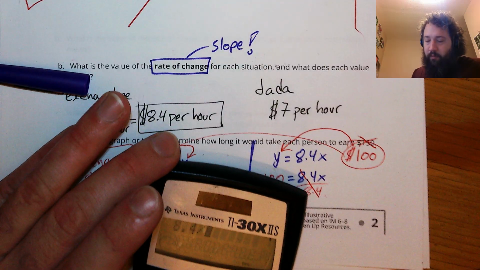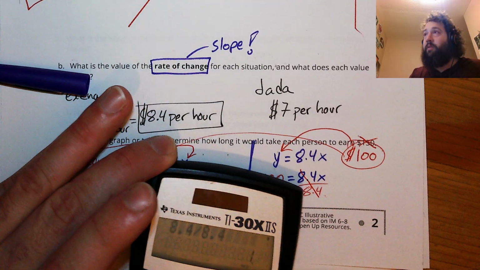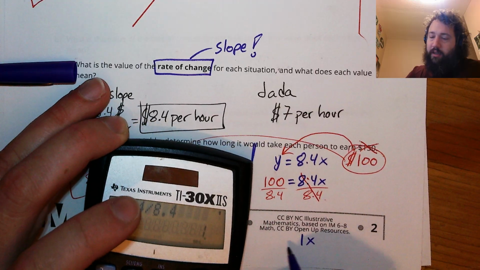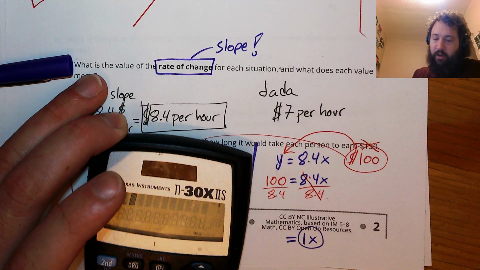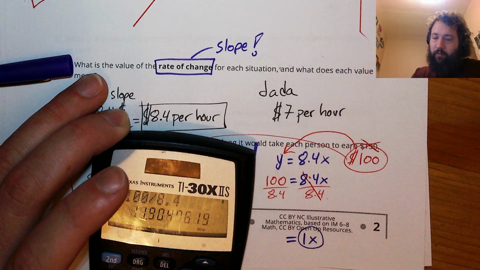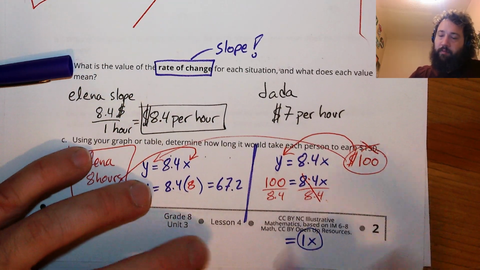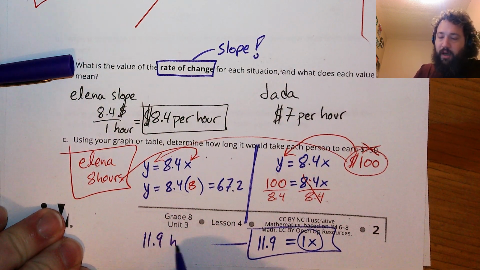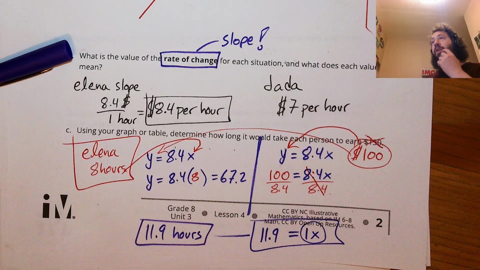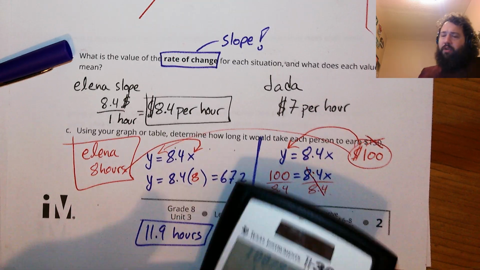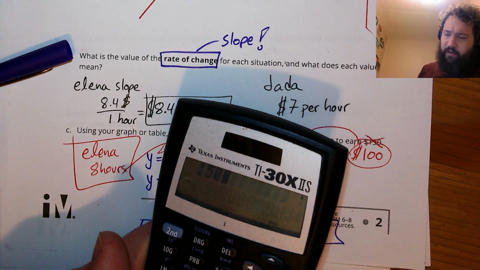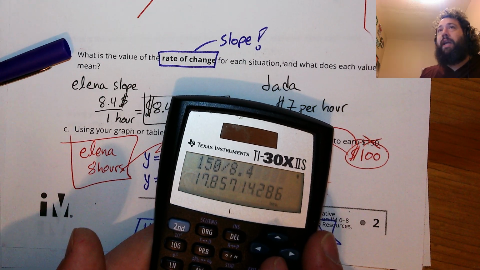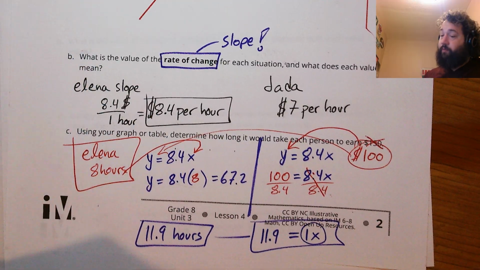These guys will cross out because, let's check that, 8.4 divided by 8.4 will just give me a 1 next to this x. So I'd just end up with a 1x. So I'd have my x is now alone. I've solved for it. And then what's 100 divided by 8.4? I get 11.9. So it seems like Elena would have to work 11.9 hours to earn $100. How much would it take to earn 150? I'd do 150 divided by 8.4. It would take her 17.8 hours to earn $150. It's a lot of time.